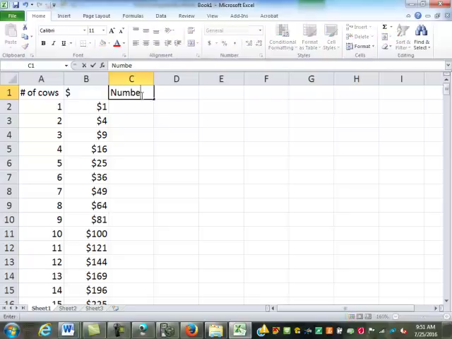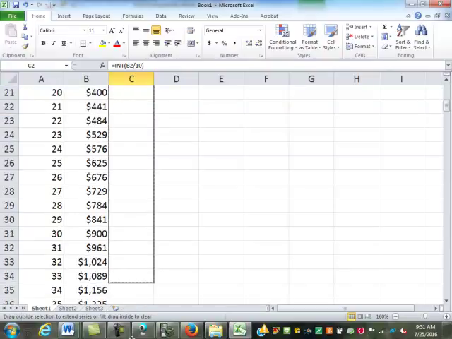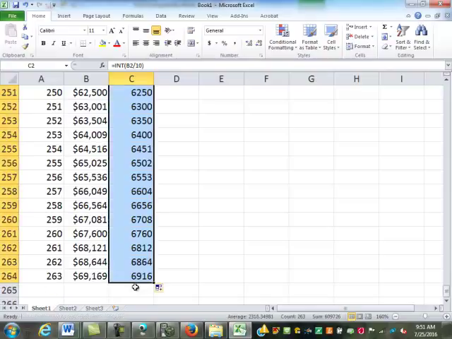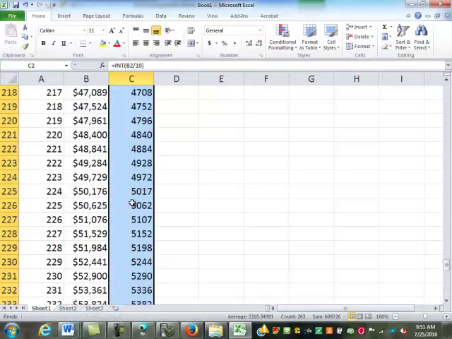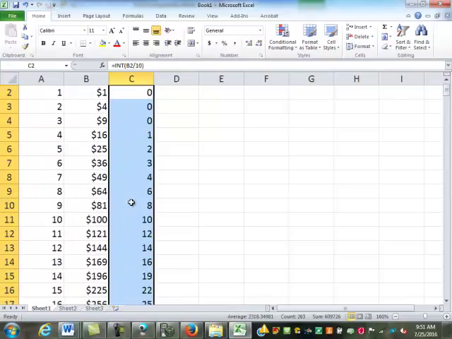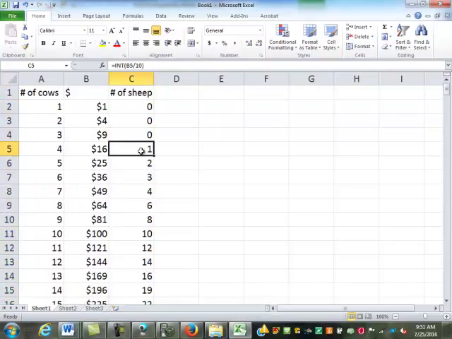Next, we need the number of sheep that they would have bought. If they only had 1 cow, they didn't have enough to buy any sheep. In fact, they couldn't buy any sheep until they had at least 4 cows, because it was $10 per sheep. So if you look through here, that's how many sheep. At 4 cows, they could have got 1 sheep. At 5 cows, they could have got 2. At 6 cows, 3. At 7 cows, 4, and so on.